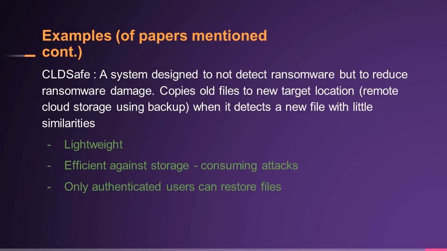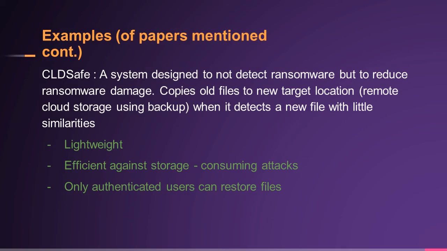From the papers mentioned is the CDL safe example. What this example is, is a system designed to not detect ransomware, but to reduce ransomware damage. It copies old files to a new target location, which is remote cloud storage, using backup. And when it detects a new file with little similarities, it flags that file. So this is the example that we took the most inspiration from, I guess you could say.